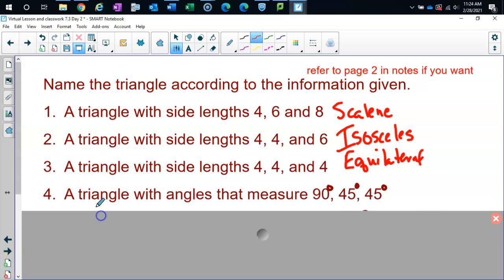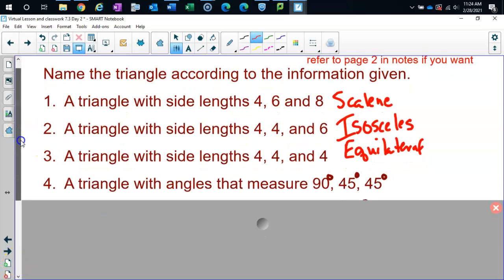All right, number 4. Now, the directions are the same directions, but you have to listen to me. This triangle has angle measures 90, 45, and 45. So, for the rest of these problems, you should name them according to angles and sides. 2 words. Go.